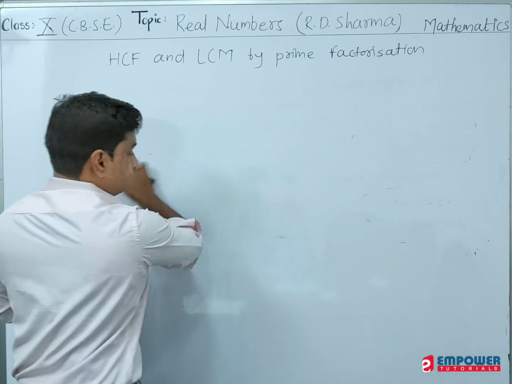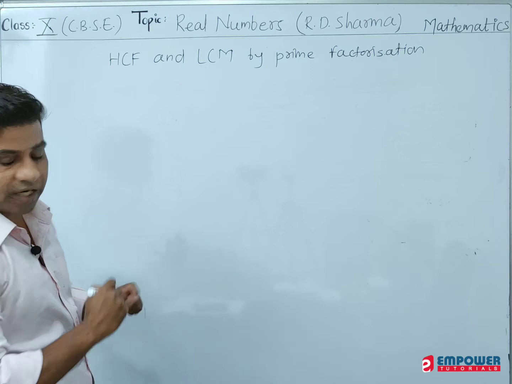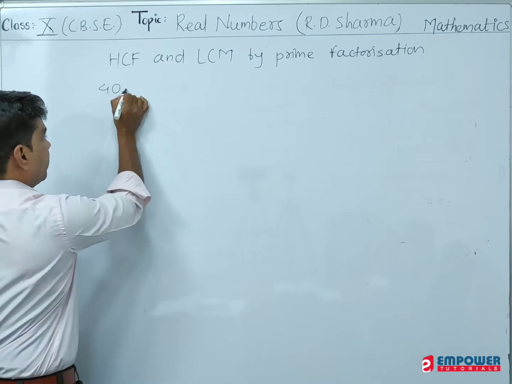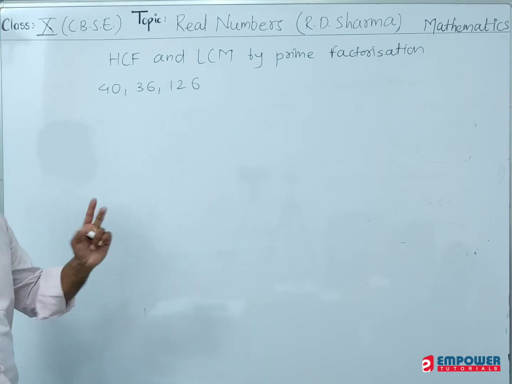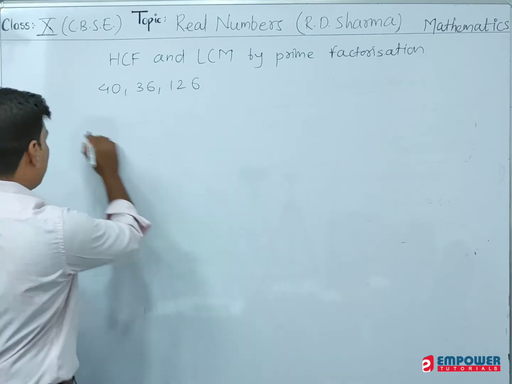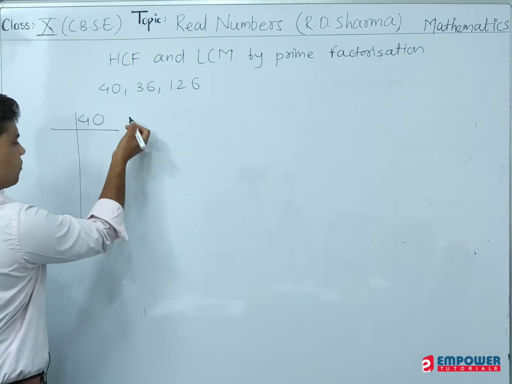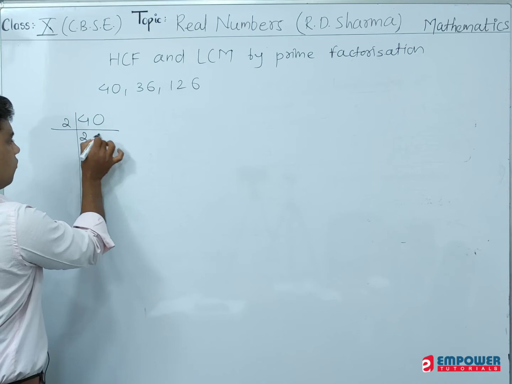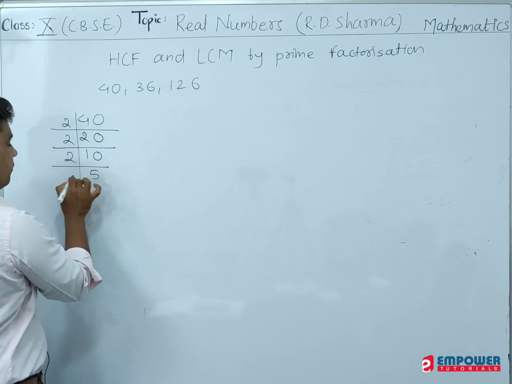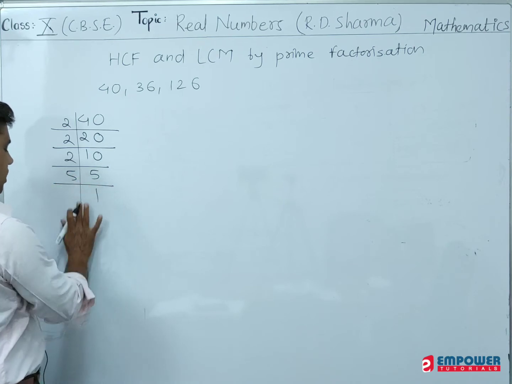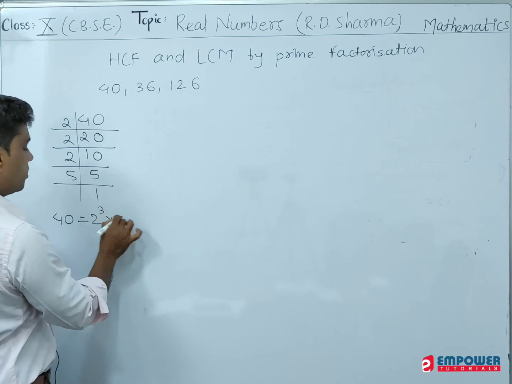Okay, now we will take the HCF and LCM of three numbers, 40, 36 and 126. Now there are three numbers, instead of two. Okay, again by the same method, find the prime factors of 40. It is a very simple number: 2 2s are 4, 0 as it is, 2 1s are 2, 0, then 2 5s are 10 and 5 1s are 5. So what are the factors of 40? It is 2 occurring 3 times into 5.